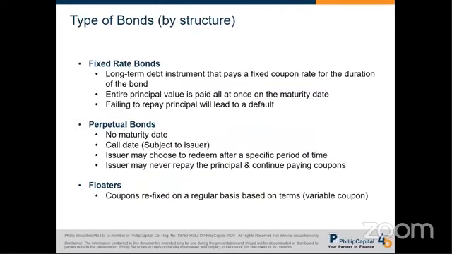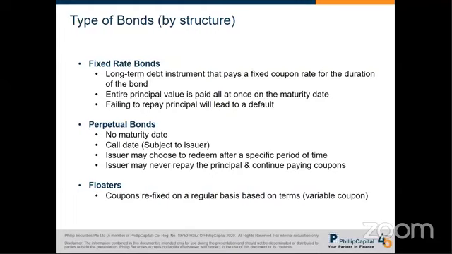These are the three common types of bonds by structure: fixed rate bonds, perpetual bonds, and floaters. A fixed rate bond is a debt instrument with fixed interest rate coupons paid out over its entire term. Upon maturity of the bond, the holders will receive back the initial principal amount. If they fail to pay the principal, the issuer will default.